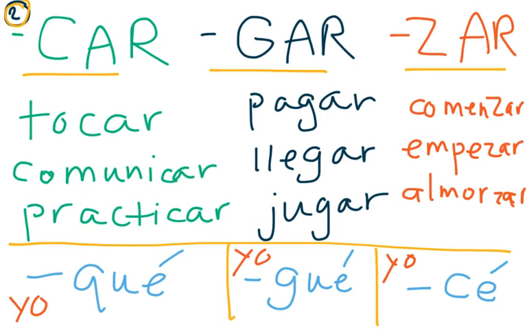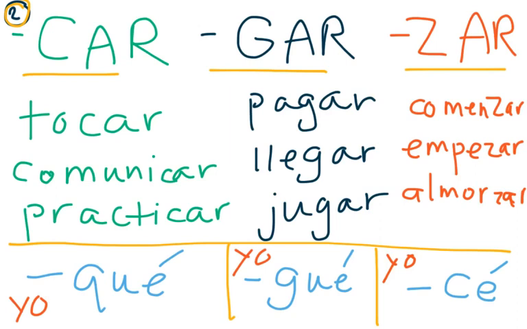Okay, you know AR verbs end in -é, right? That's the ending for conjugations for AR verbs. But they do something weird with CAR, GAR, and ZAR endings. Only the yo form is weird. The rest is all normal. So you see down below, I've given you a heads up about what that is.